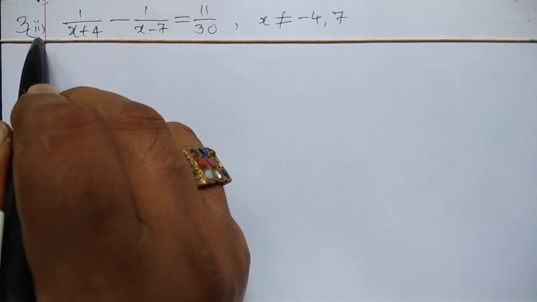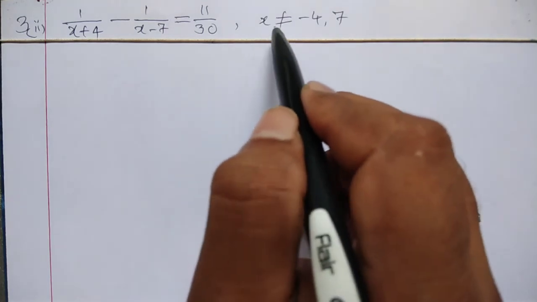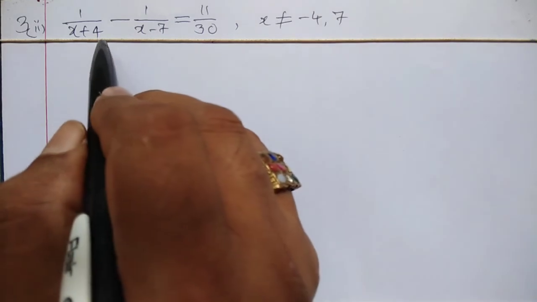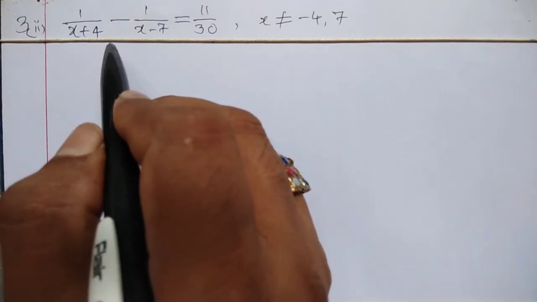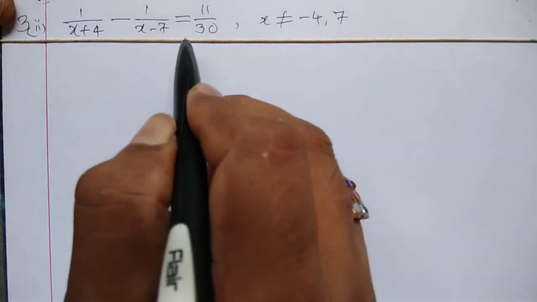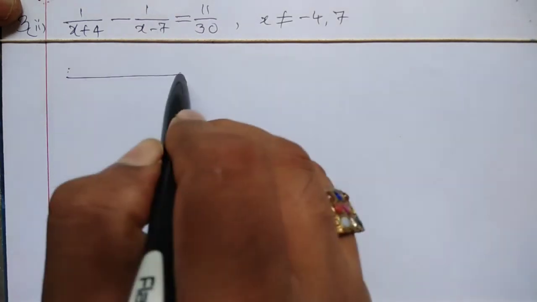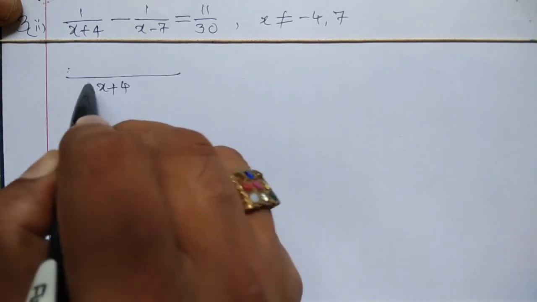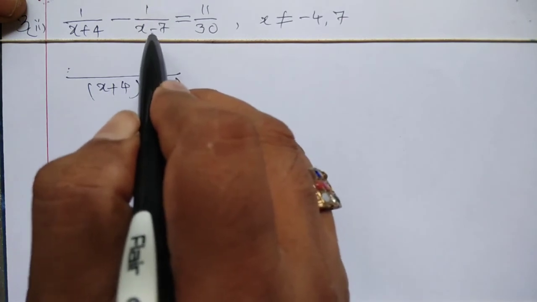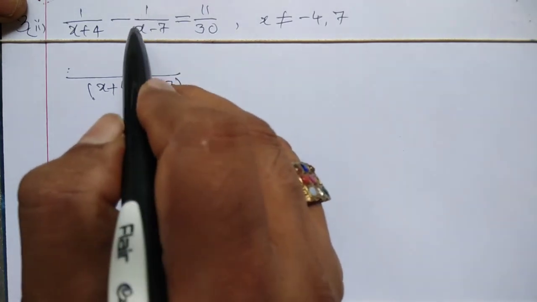Third bit, second problem: 1 by x plus 4 minus 1 by x minus 7 is equal to 11 by 30. Here x not equal to minus 4 or 7. If we give minus 4 or 7 here, this will not be defined, that's why. So first we have to make it a quadratic equation form, that's why we have to take the LCM of these denominators. x plus 4 into x minus 7 is the LCM. These denominators are co-prime, then the LCM is their product.